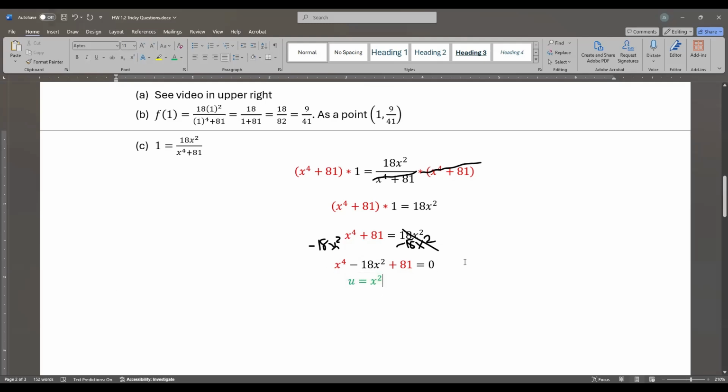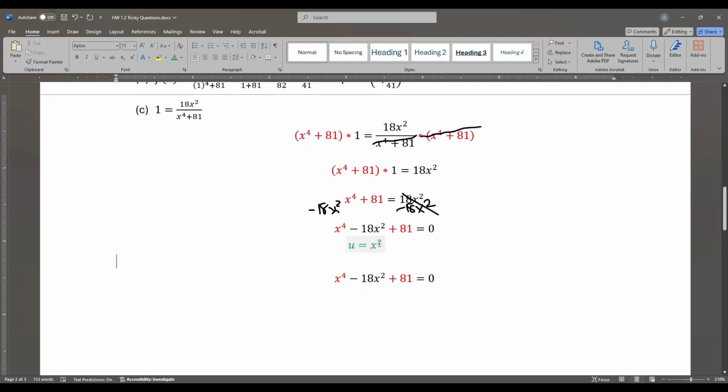We haven't covered this in class yet, which is why I think the intended way to do this is actually graphically. But I'm going to make this substitution, which means everywhere I see an x squared, instead I'm going to rewrite it as u. So here I see x squared, it's going to be u instead. Over here I have x to the fourth, which is really x squared squared. So this part right here, this x squared, that's going to get replaced by u.